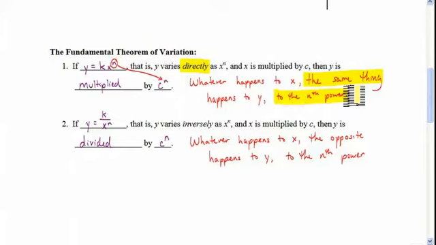They're opposites. So another way to look at it is when we're dealing with inverse variation, whatever happens to x, the opposite happens to y to the nth power. So if x gets multiplied by 2, y is going to be divided by 2 to the nth power. Or if x is multiplied by 3, y is going to be divided by 3 to the nth power. Let's look at some other examples to maybe make more sense of this.